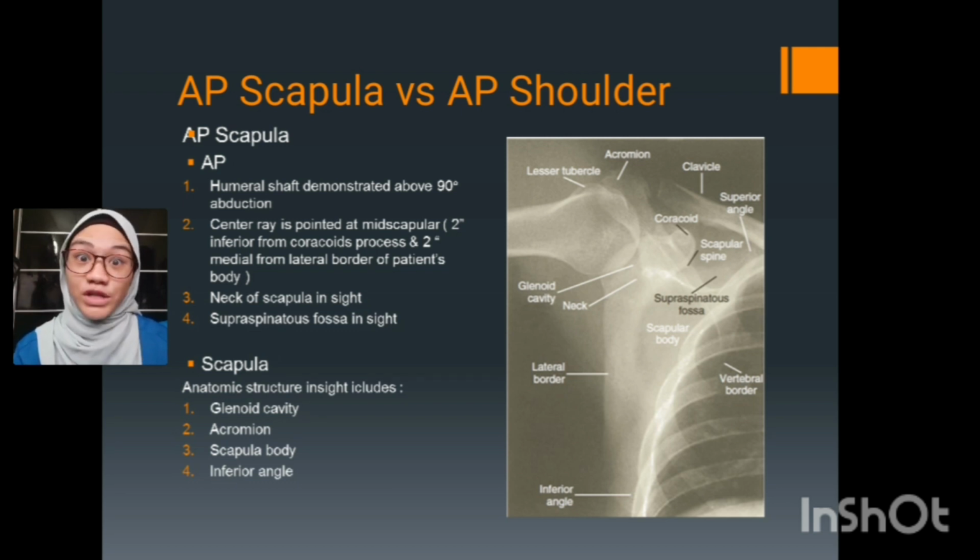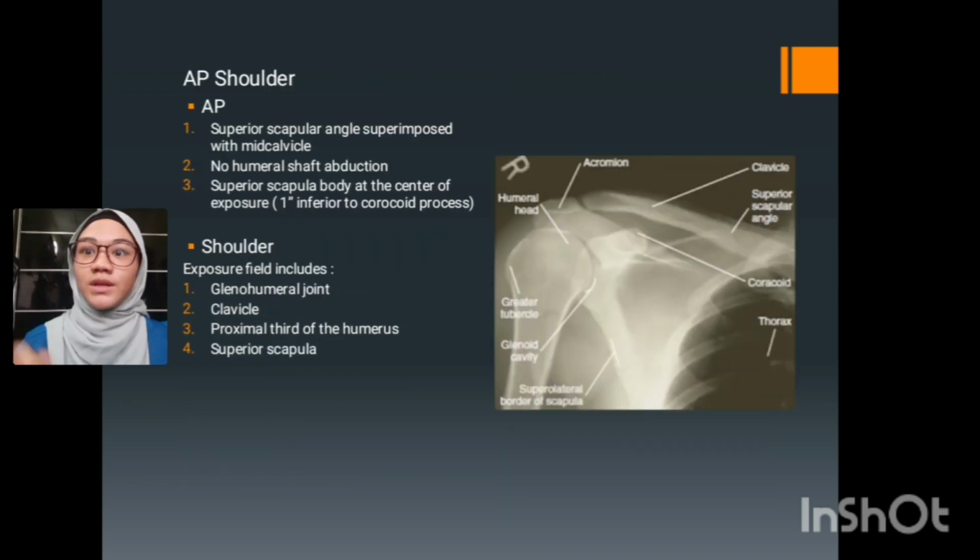So why is this a scapular projection? The anatomic structures in sight include the glenoid cavity, acromion, scapular body, and the inferior angle. Next, we go through AP shoulder. Why is this an AP projection? First, the superior scapular angle is superimposed with the mid-clavicle. No humeral shaft abduction. The superior scapular body is at the center of exposure.